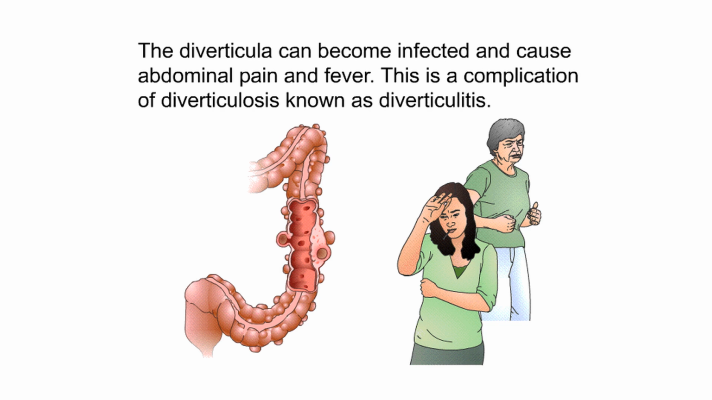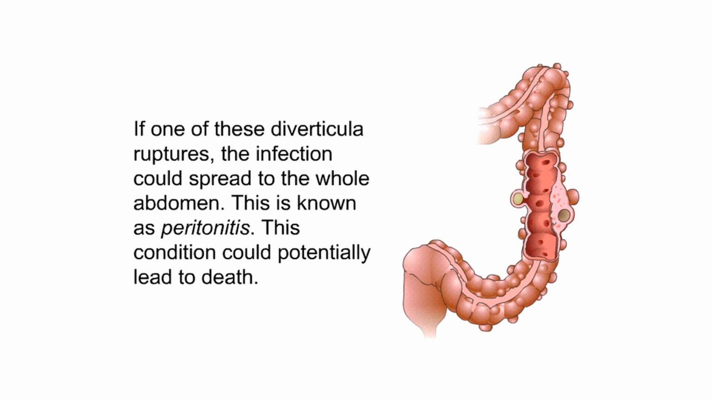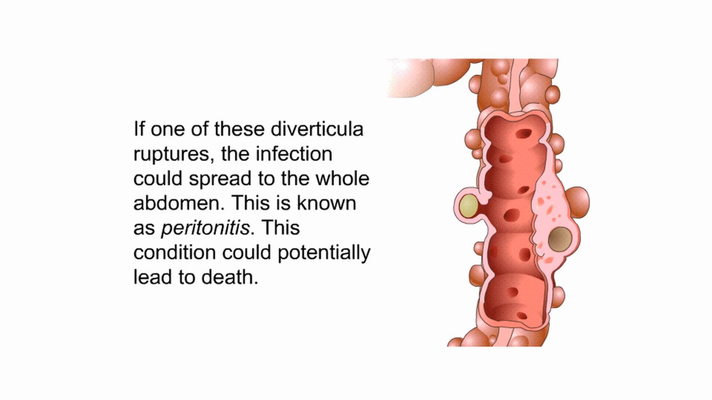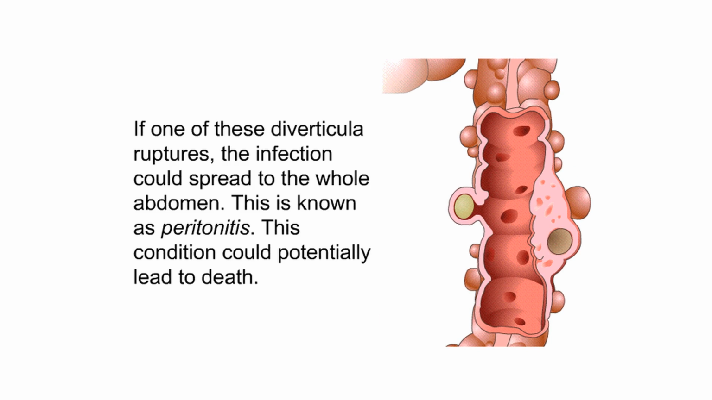The diverticula can become infected and cause abdominal pain and fever. This is a complication of diverticulosis known as diverticulitis. If one of these diverticula ruptures, the infection could spread to the whole abdomen. This is known as peritonitis. This condition could potentially lead to death.